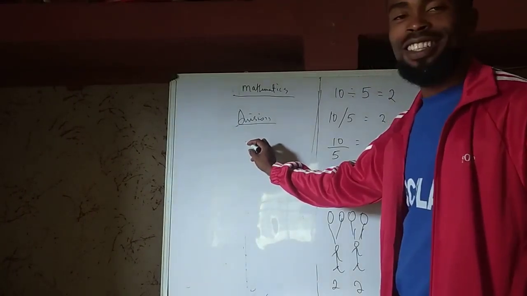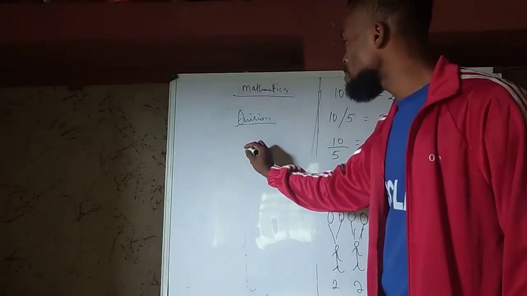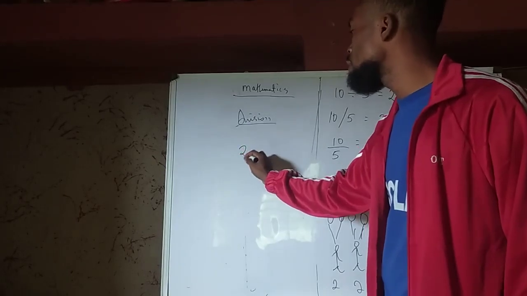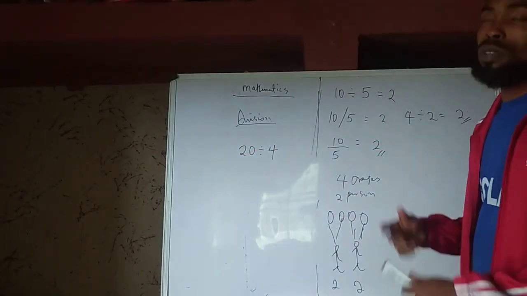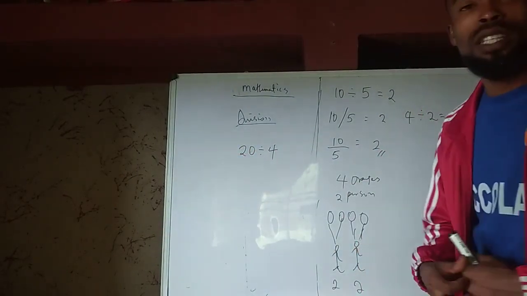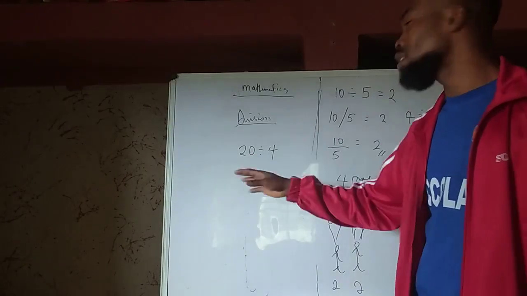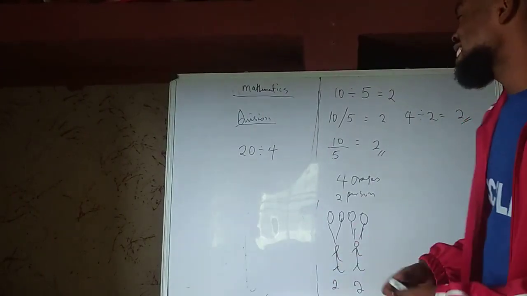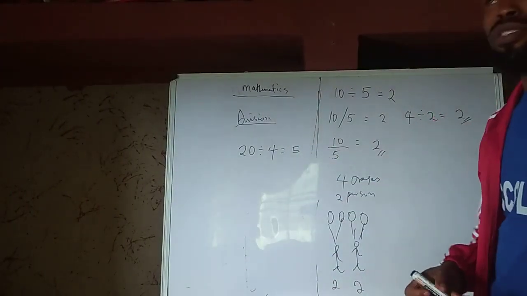Let's say we are to divide 20 by 4 people. The people, or whatever it is that we are dividing, does not really matter. It could be anything: 20 anything divided by 4 anything. You understand? So what would the answer be? The answer is actually going to be 5.